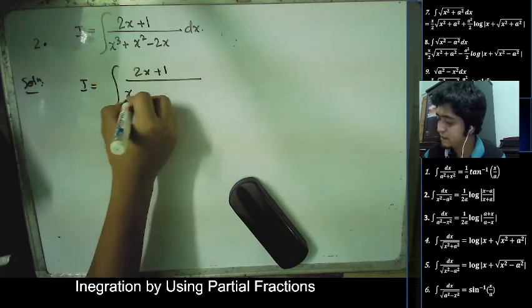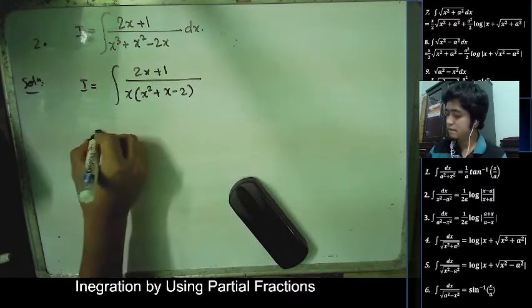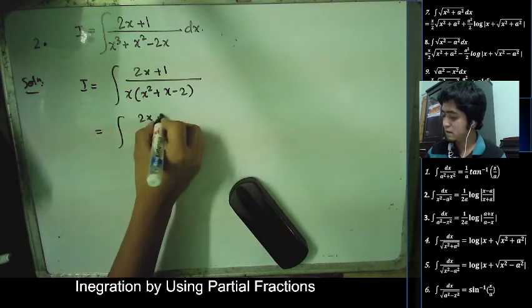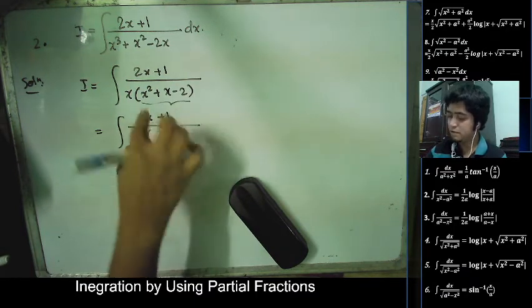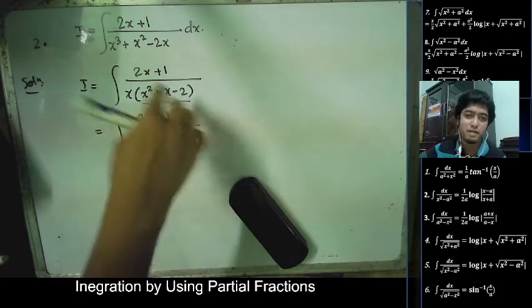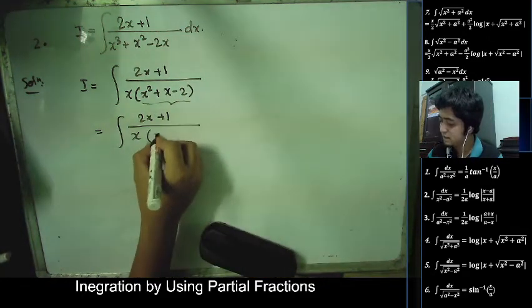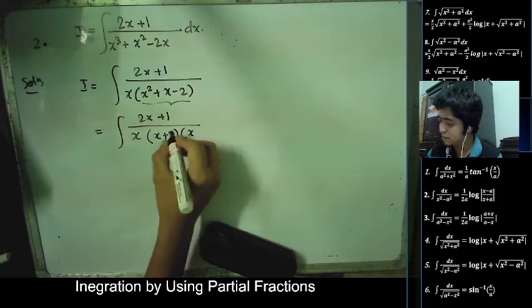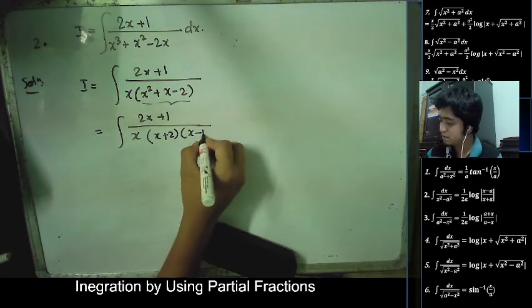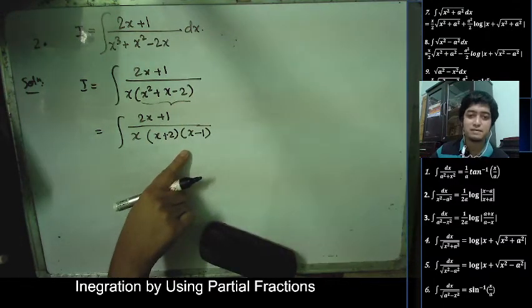Now we will factorize it. You will be having this. Again, we can still factorize this one, which we can do by splitting the middle term. You will be having x, (x minus 2), (x plus 2) and (x minus 1)... okay, so if you factorize this one, it becomes like this.